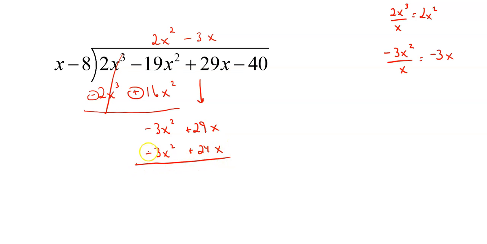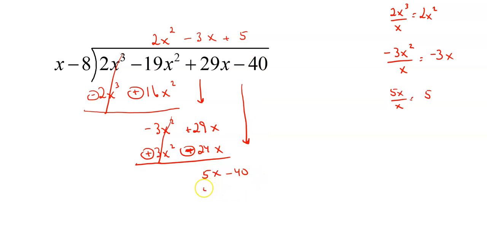Remember we said we're subtracting, so we're going to change the sign. The x squares go away. Positive and a negative zero out. 29 minus 24 is 5. Bring down the negative 40. Take the 5x and divide it by x, and I get 5.